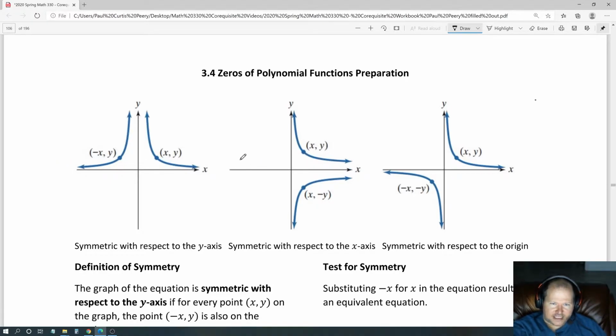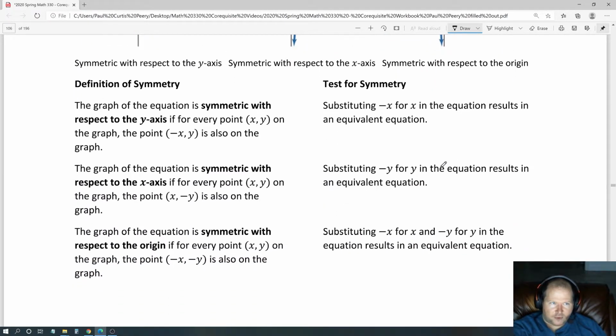The next one, for x-axis symmetry, we're going to see that a negative y and a positive y spit out the same x. So it's basically the same as the other one, but in reverse. And for the origin, to test for that, if you have a negative x and a negative y, we're going to spit out the same equation. And they're described right here, the different definitions of symmetry, what you plug in, and then how you test it.